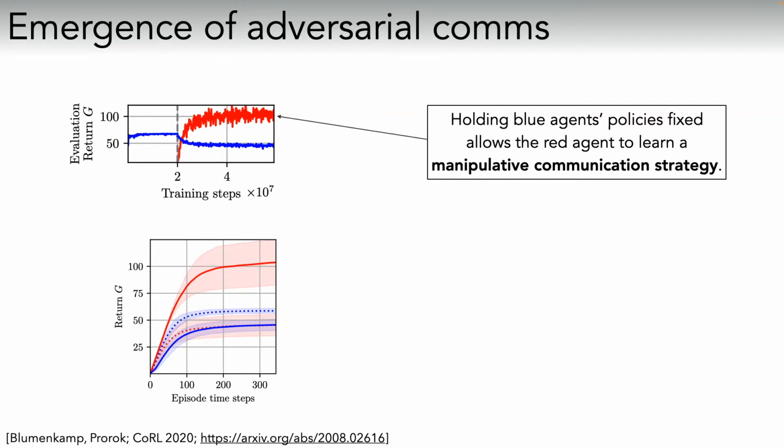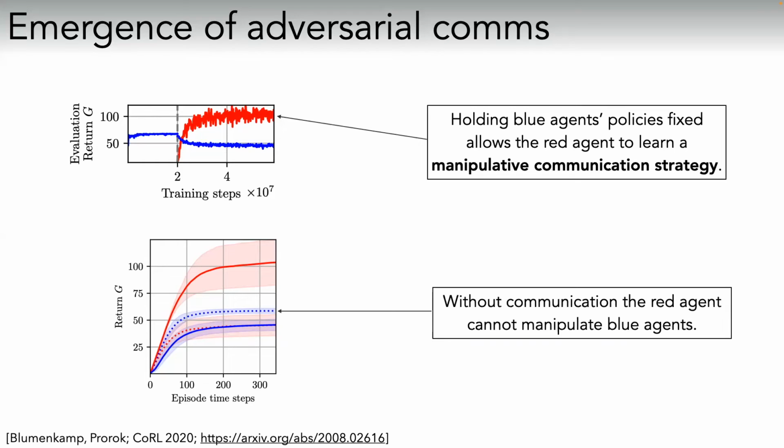Now, as you can see in the plot here, what happened was, for some reason, the red agent was able to learn to do something that allowed it to reap an extremely high reward and reduce the reward of the blue team. And if we cut the communication channel between the red team and the blue team, so the cut link is the dotted line, we could see that that relationship was swapped again. So this led us to the insight that there's something happening in the communication between the red team and the blue team that allows the red team to outperform the blue team.